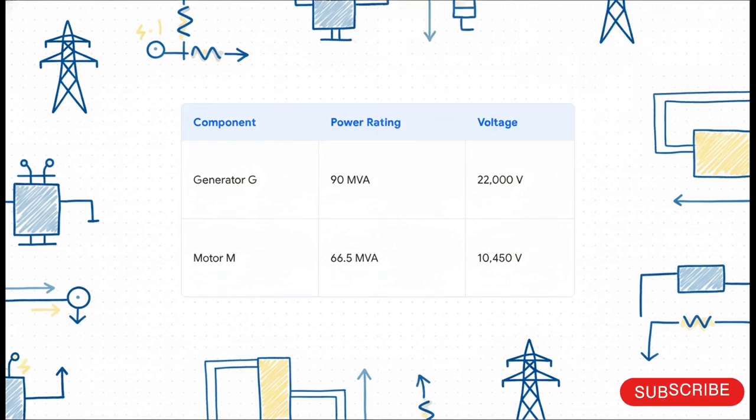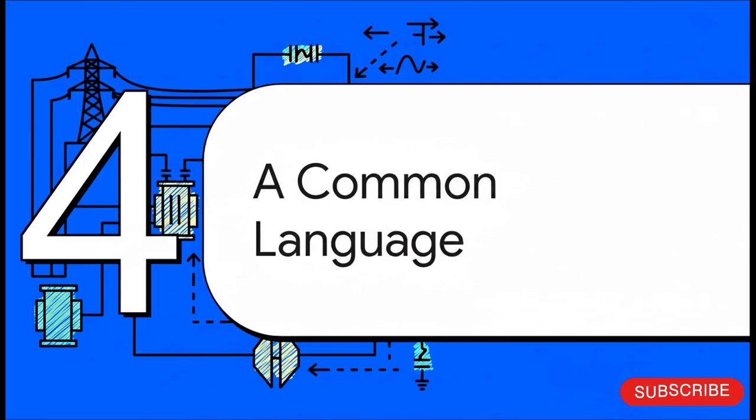Okay, but this whole strategy creates a new problem. You see, a big generator might be rated for, say, 90 million volt amps at 22,000 volts. But then a motor way down the line is rated for totally different numbers. Trying to analyze them together, it's literally like trying to compare apples and oranges. The units, the numbers, they just don't line up at all. So what do you do? Engineers needed a solution, and fast. They needed a universal translator, a way to make all these different components with all their wildly different ratings speak the exact same mathematical language.